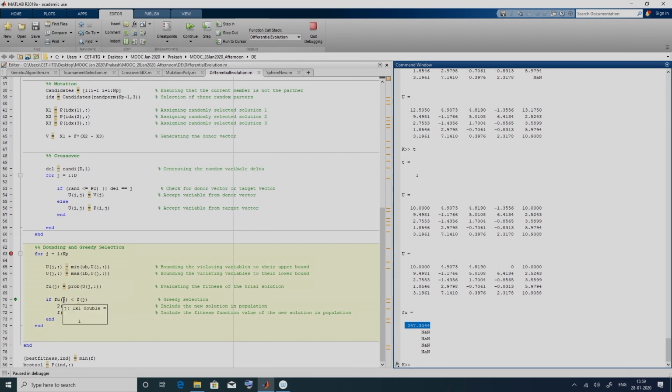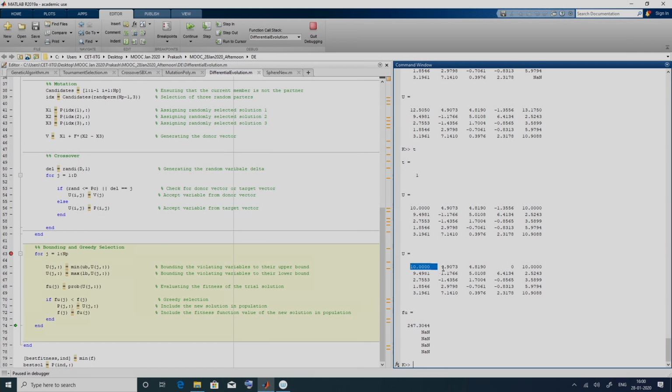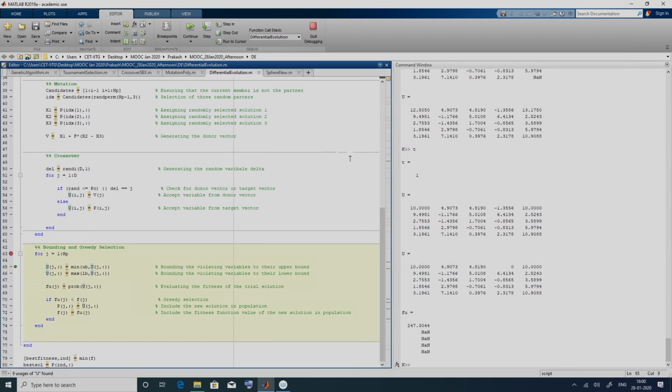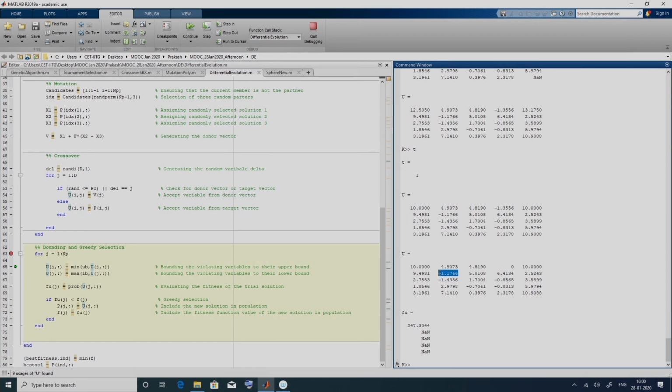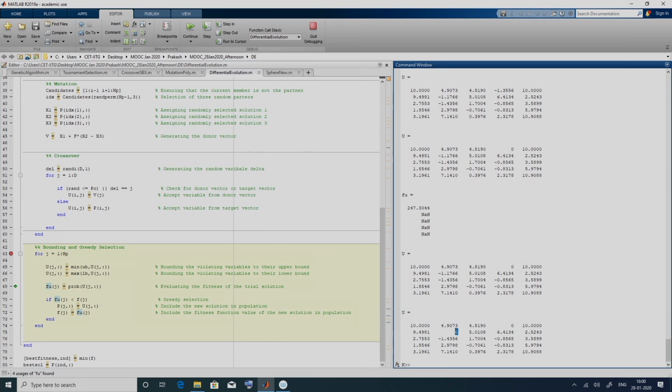So, this condition is not satisfied. Right now, we are looking at j equal to 1. So fu of 1 is not less than f of 1. This part will not be executed and the population remains the same. This solution is now discarded. If we continue this for the second solution, again this is the only variable which is violating the bounds. So this will become 0 once lines 65 and 66 are executed. So this is 0.